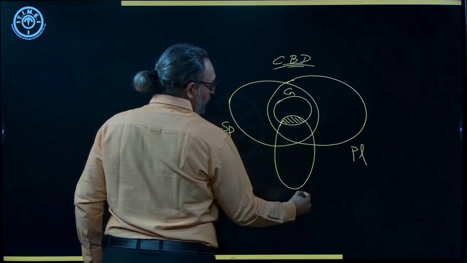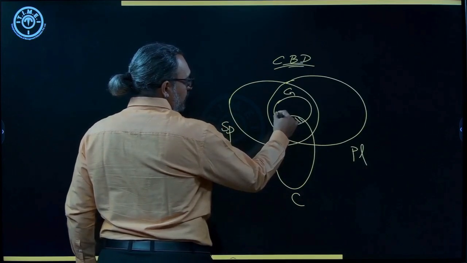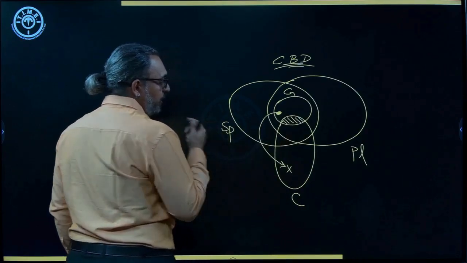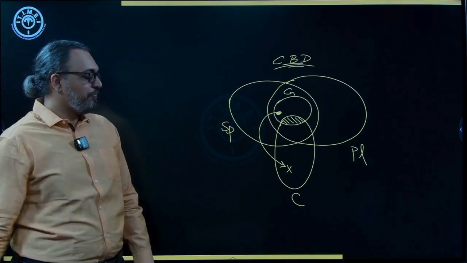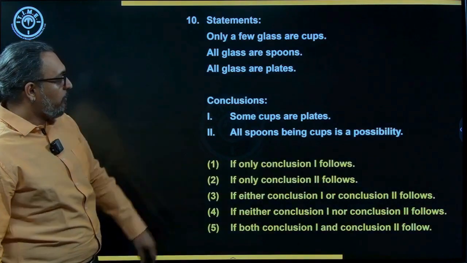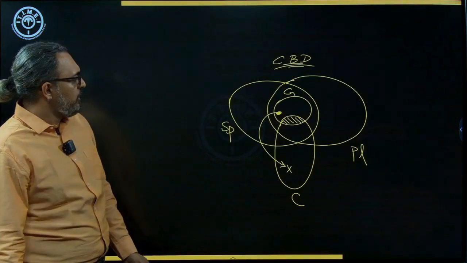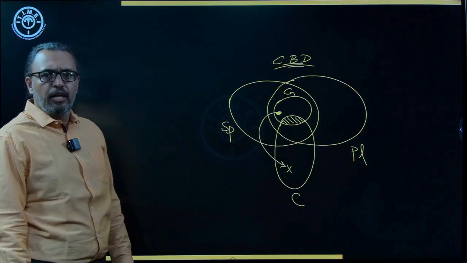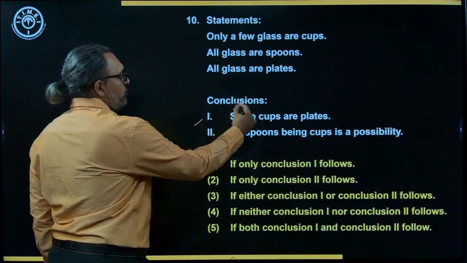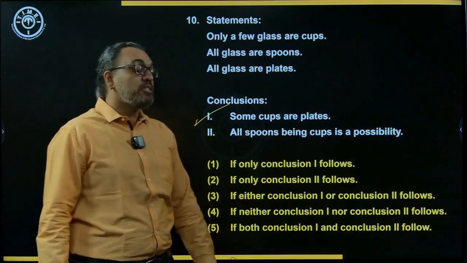This is only a few glass are cups. So there should be some glass that should never enter inside cup. So this is the combined diagram we get. Now coming to the conclusions, we have some cups are plates, positive. Let's check. Some cups are plates, correct. C and PL, they are overlapping. So definitely 1 follows. Then all spoons being cups is a possibility.